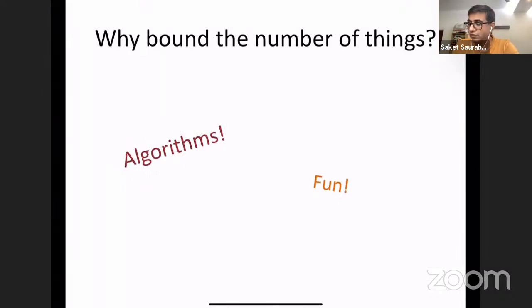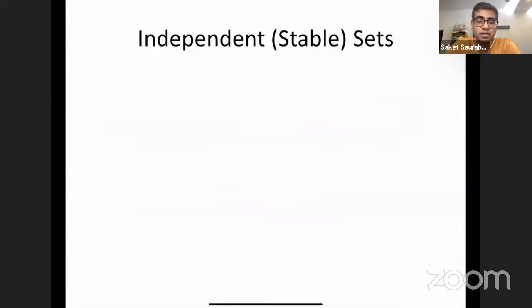Now let me give you some of the combinatorial questions that we'll be considering in today's talk. The first object that we will consider is called independent sets or stable sets. I'm sure all of you have been hearing lots of pure maths talks, so this talk will be slightly different. I will be talking about combinatorics and counting and graph theory kind of things.